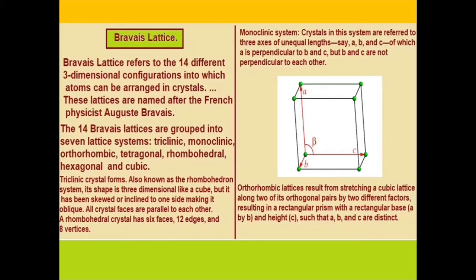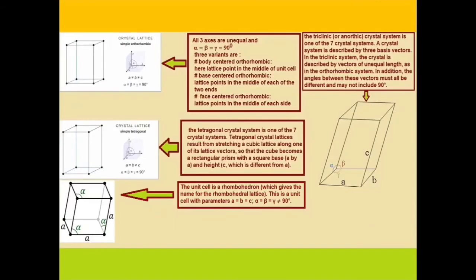An orthorhombic lattice results from stretching a cubic lattice along 2 of its orthogonal pairs by 2 different factors, resulting in a rectangular prism with a rectangular base A by B and a height C, such that A, B, and C are distinct. In the next slide, see in the leftmost upper diagram about the orthorhombic crystal lattice. All 3 axes are unequal, and alpha is equal to beta is equal to gamma is equal to 90 degrees.